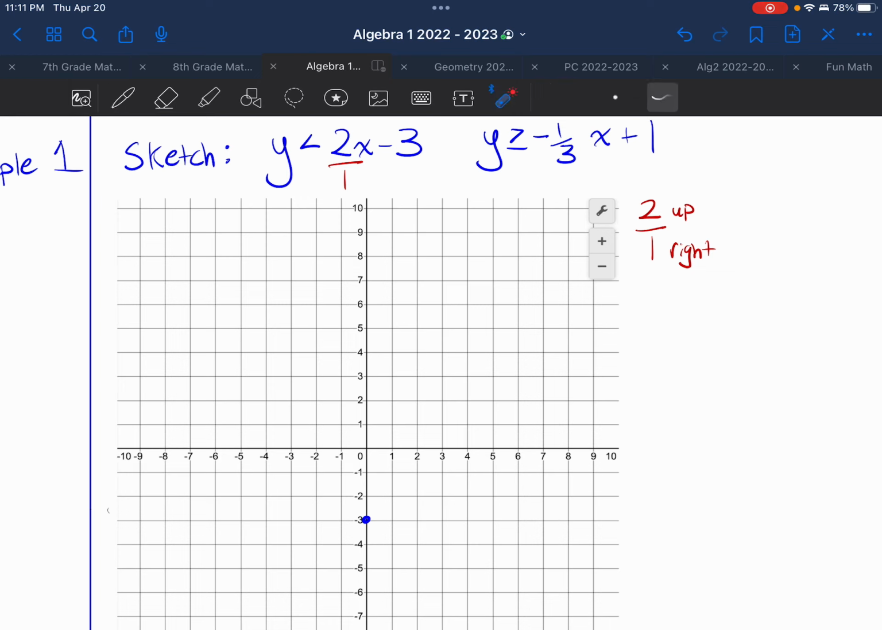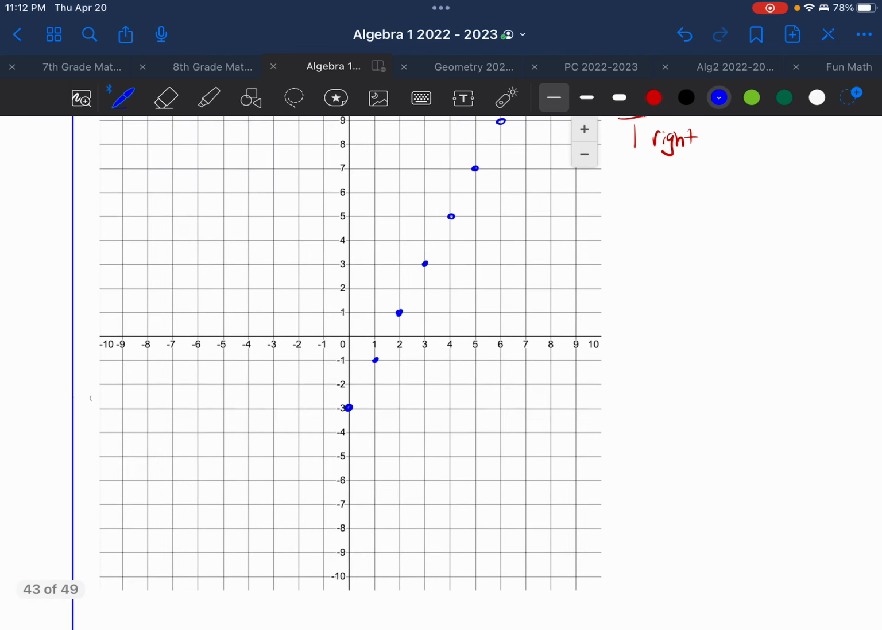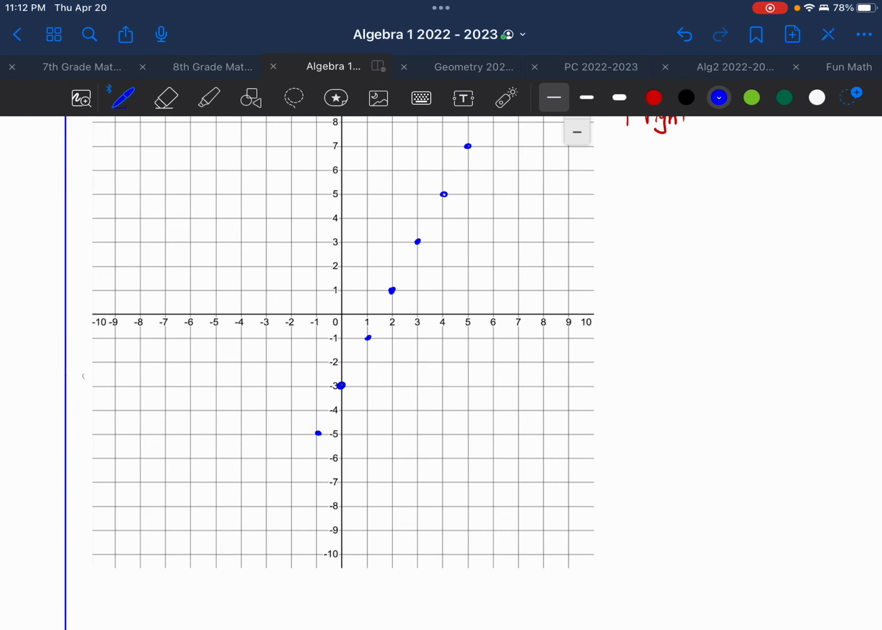So from our point down here, I'm going to go 2 up, 1 right, 2 up, 1 right, 2 up, 1 right, and just continue that pattern over and over. It's nice to have a lot of these points so you don't make a mistake. If you keep doing a lot of them, you're less likely to make a mistake on your actual graph. Have as many points as possible.